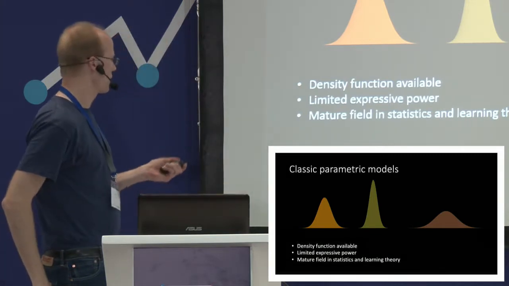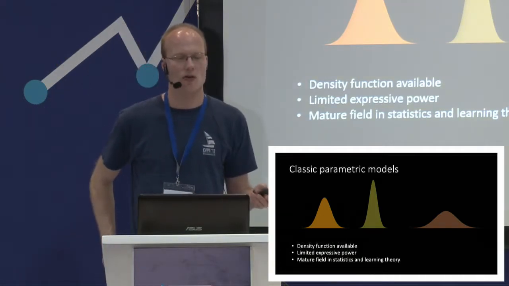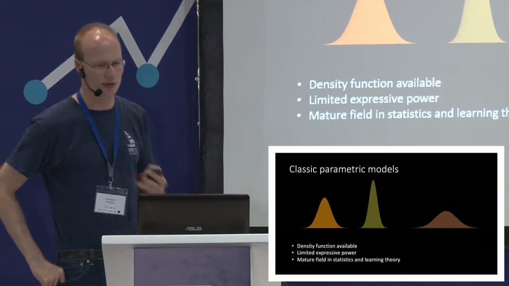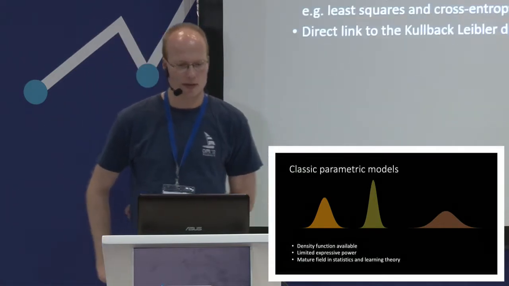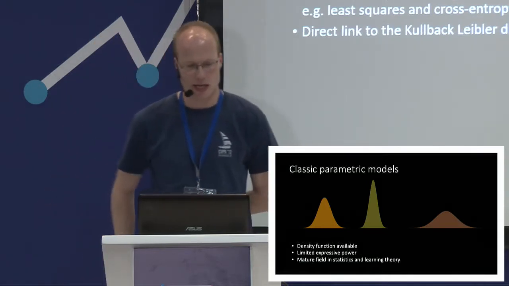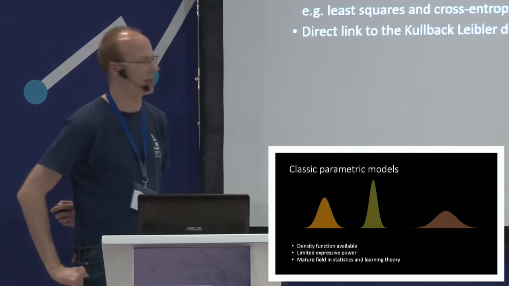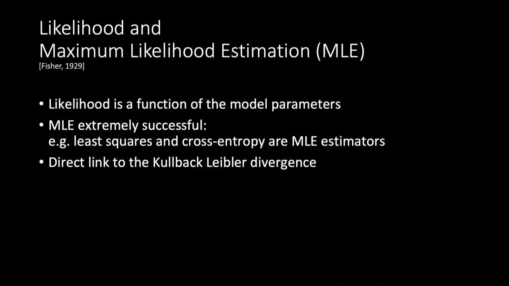But you have more than a century of research in statistics and learning theory on how to deal with these types of models. So it's a super mature field. And the way you estimate these models, one very popular way, still the most popular way, is the principle of maximum likelihood estimation. So the likelihood is the object that you have already seen, the density function, but treated as a function of the parameters instead of as a function of the data.